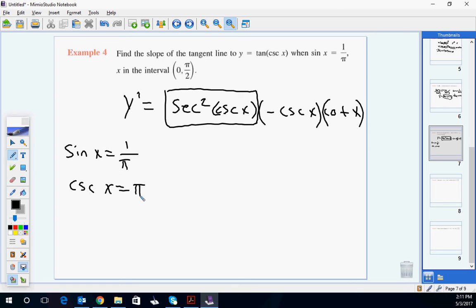Kind of weird, huh? So I tell you sine of x is 1 over pi. So what I did was, that means that cosecant, which is 1 over sine, is pi. And so now we can put the pi here, we can put the pi here.